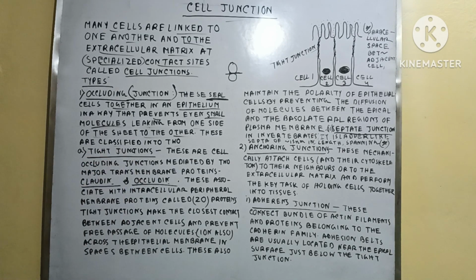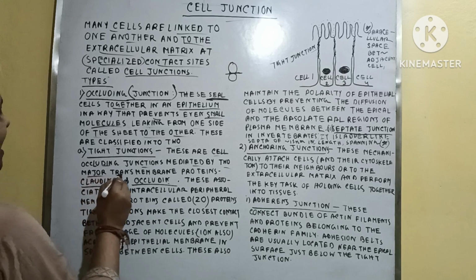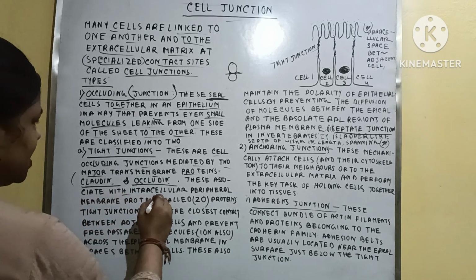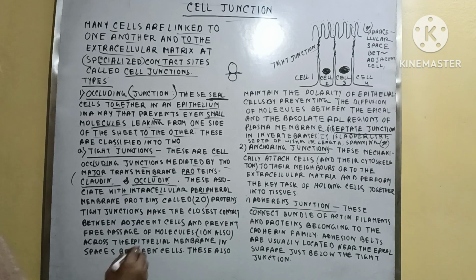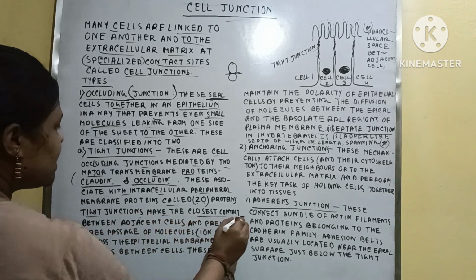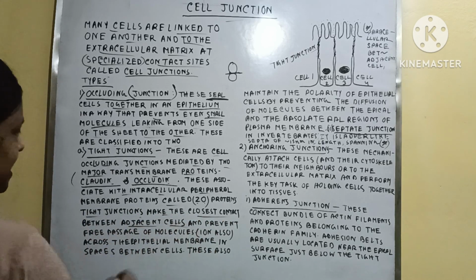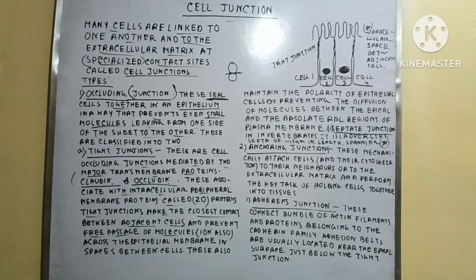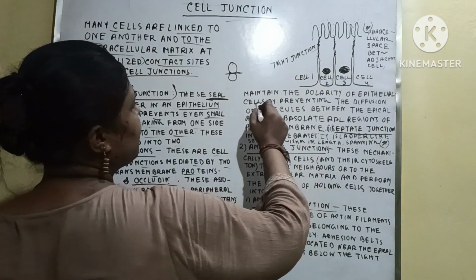So what is the tight junction? These are occluding junctions mediated by two major transmembrane proteins: one is claudin, the other is occludin. Clear? These associate with intracellular peripheral membrane proteins called the ZO proteins. Tight junctions make the closest contact between adjacent cells and prevent the free passage of molecules, including ions, across the epithelial membrane through spaces between the cells. These also maintain the polarity of the epithelial cells.